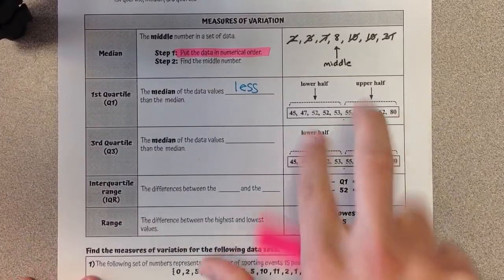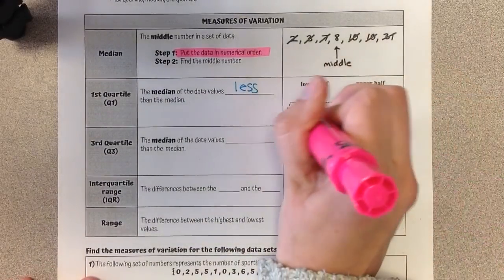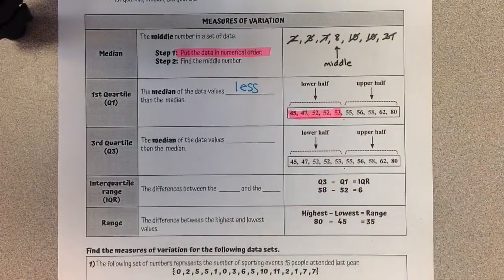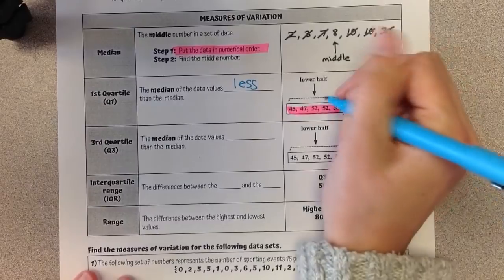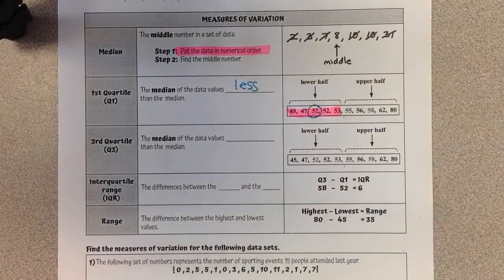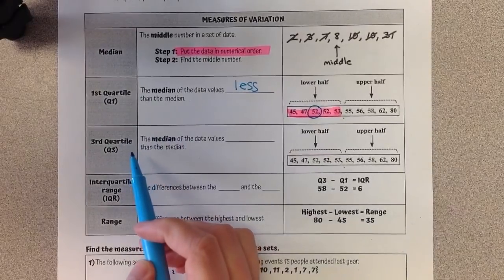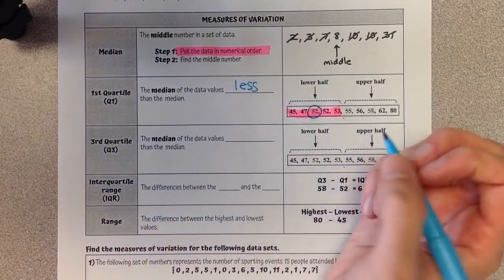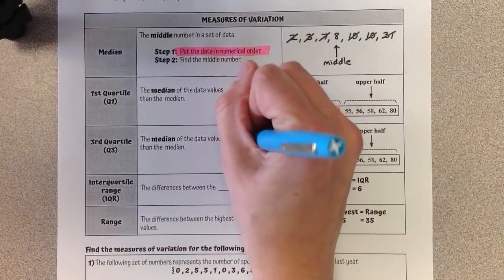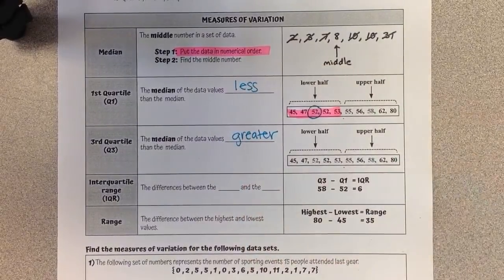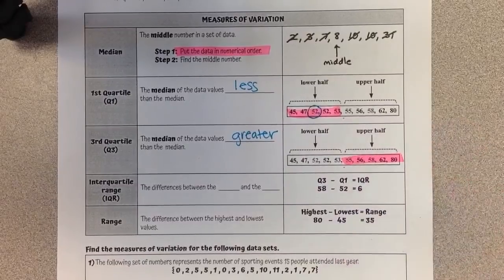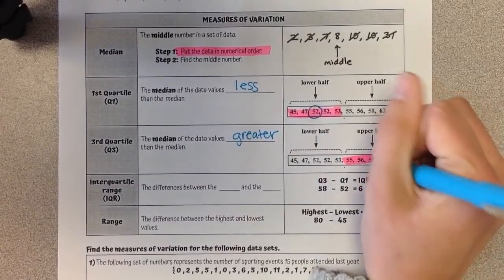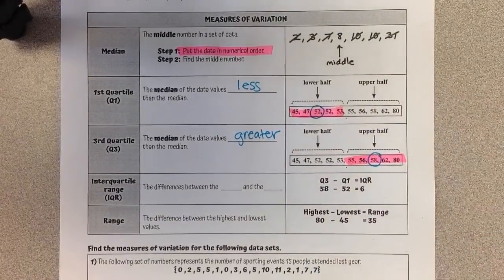If we have a data set and we've already cut it in half, we have a bottom half of the data. We are finding the middle number within that bottom half. So in this one, 52 would be the median of the lower half. Then the third quartile is the median of the data values greater than the median. So again, we have the same data set, we cut it in half. Now we're just looking at the top half and finding the middle number of that top half.